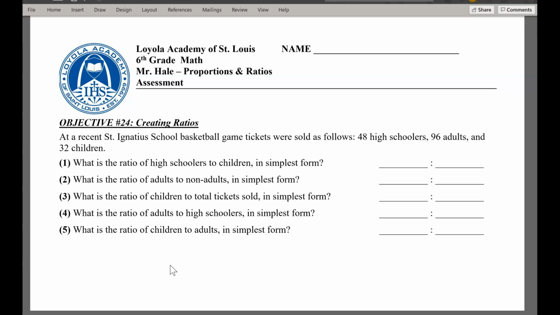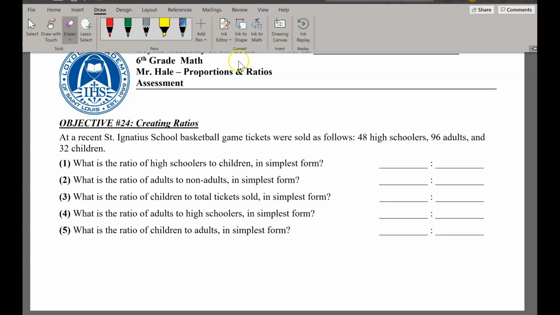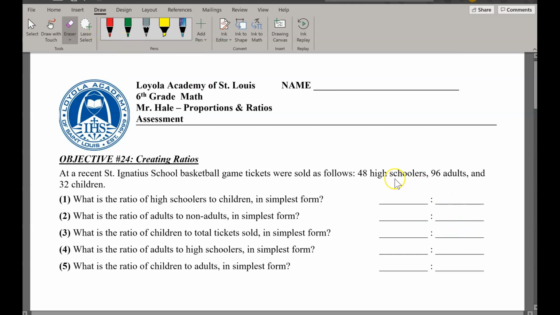Now, just like a fraction, a ratio can be simplified. 6 and 4 are both even, so we could simplify that down by dividing by 2, and we would say 3 to 2. Let's look at an example from an old worksheet or an old test from a couple years ago. At a recent St. Ignatius high school basketball game, tickets were sold as follows. There were 48 high schoolers, 96 adults bought tickets, and there were 32 children, 8th grade or younger. We want to know, in number one, the ratio of high schoolers to children in simplest form.